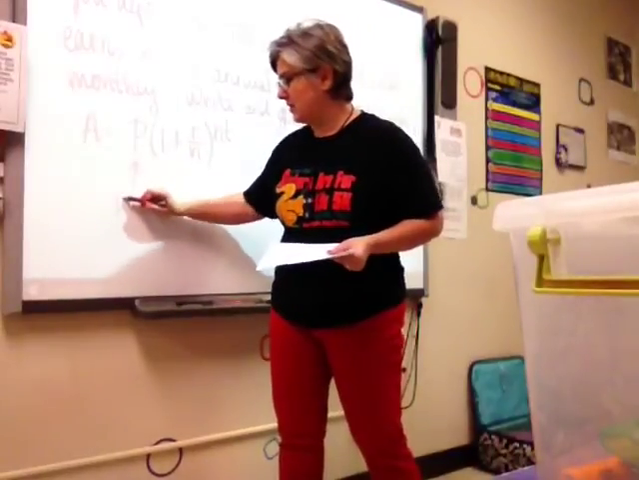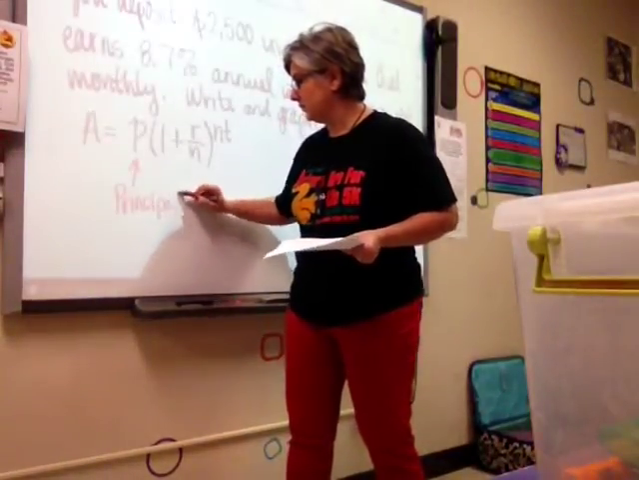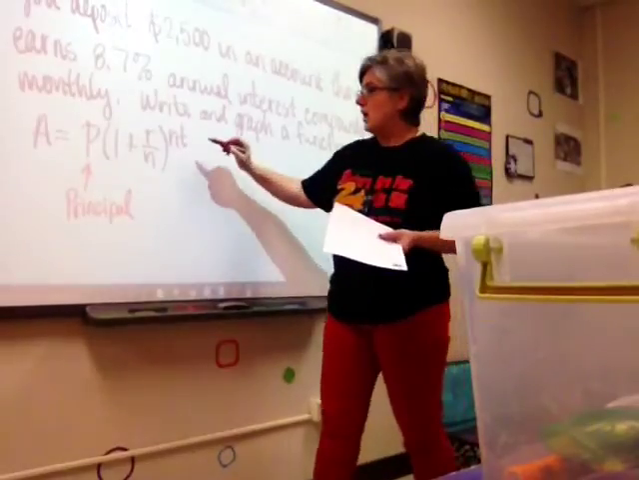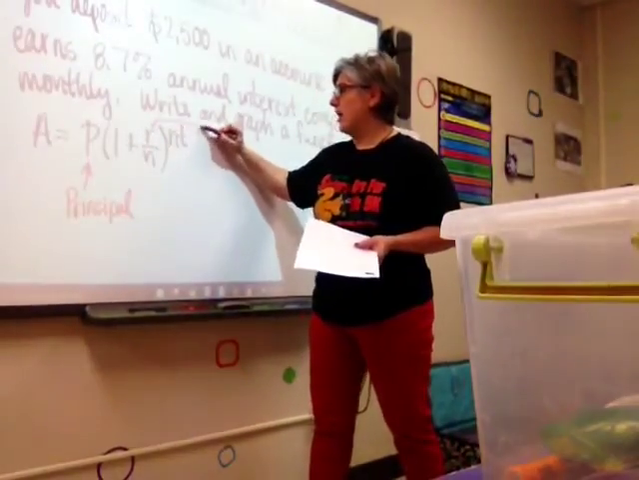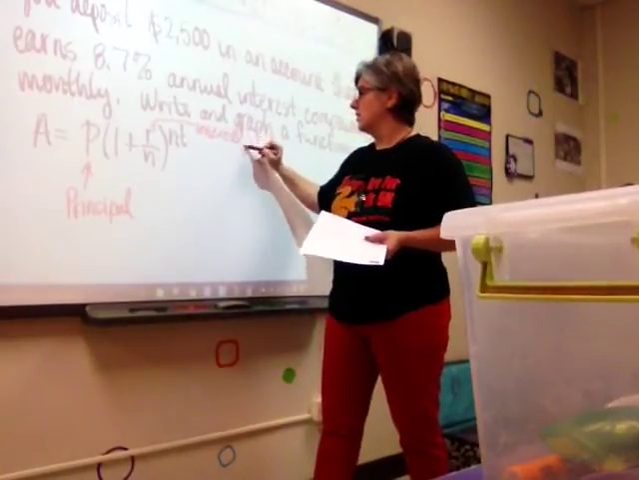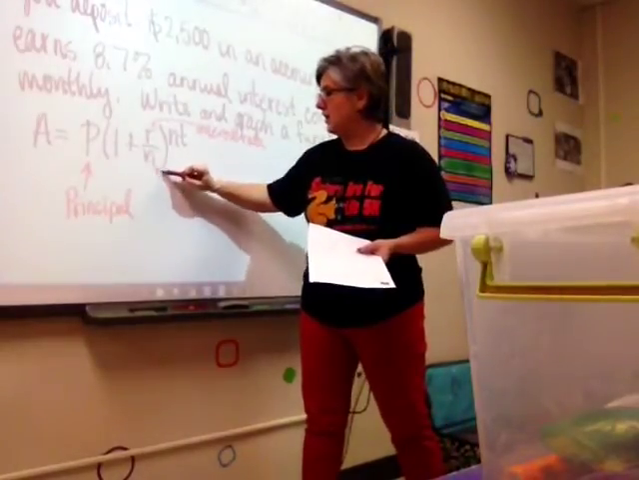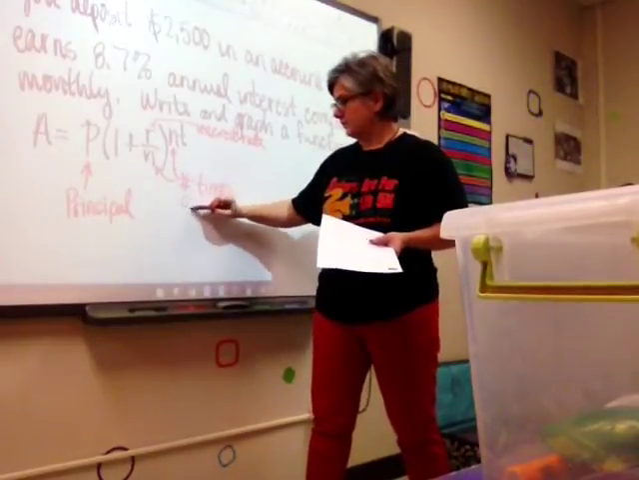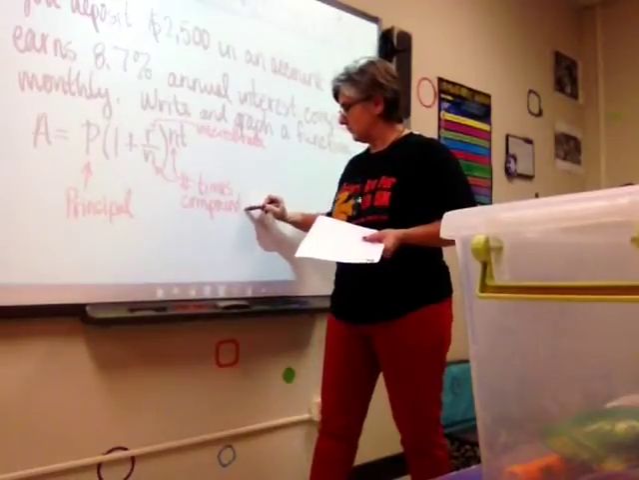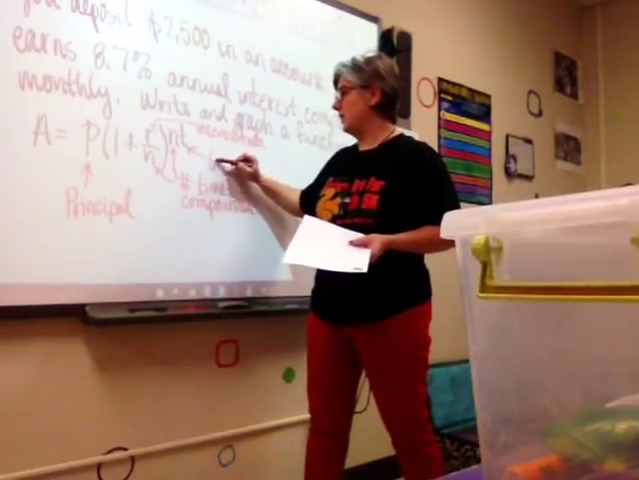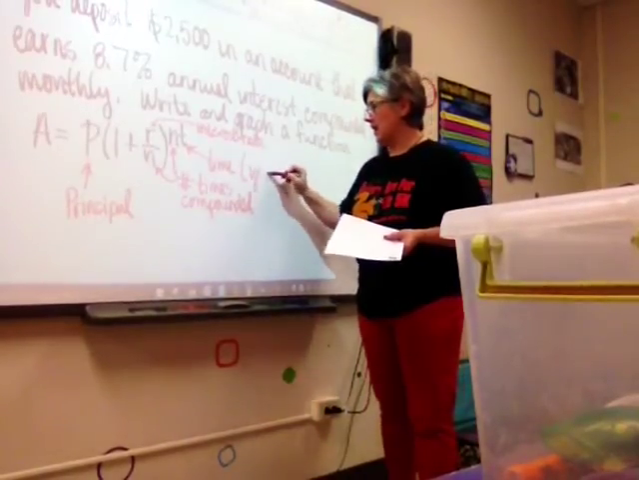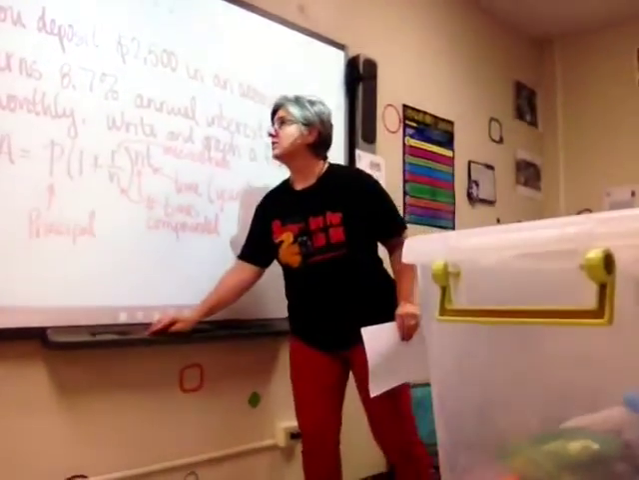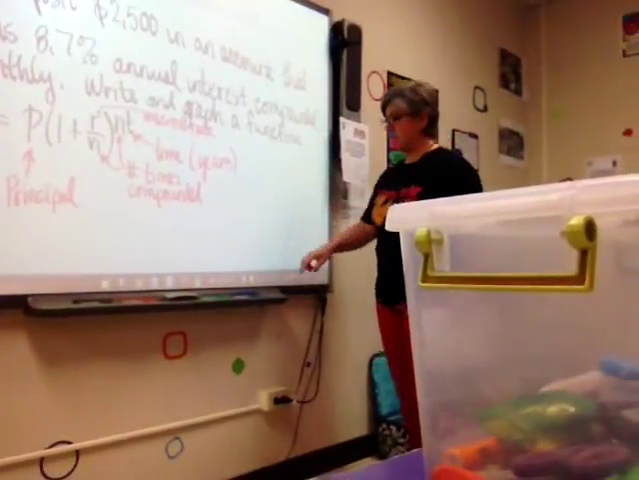So remember that P is principal, which is the amount invested, or the amount that you start with, or the amount you deposit. R is the interest rate. N is the number of times it is compounded. And T is the amount of time that the money is invested, and T is measured in years. So now we're going to take the numbers from our problem and put them into this formula.